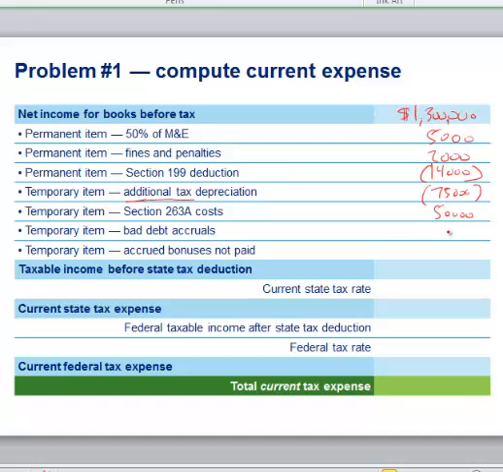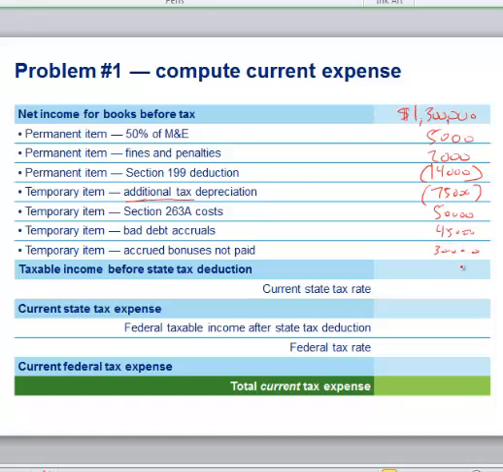Bad debt accruals. So our bad debt accruals was 45,000. Okay. Is that an add back or a deduction? Okay. Add back. When do we get to deduct that? When we write off the AR. In the future would have been a good answer too. That's fine. Accrued bonuses not paid. Accrued bonuses is 30,000, right?